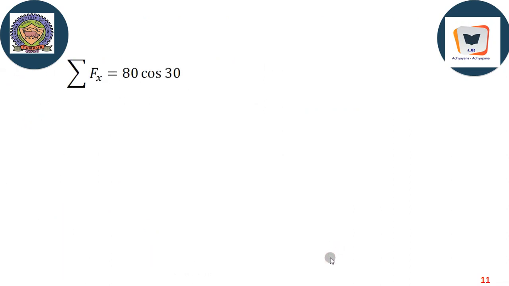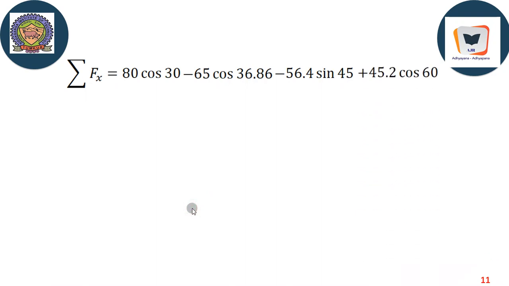Now we will add all the forces to obtain sigma Fx. We will add all the horizontal components of all the forces: 80 cos 30 minus 65 cos 36.86 minus 56.4 sine 45 plus 45.2 cos 60, and we will get minus 0.10 kilonewton, which can be said to be negligible.